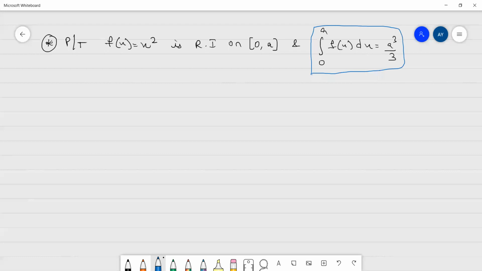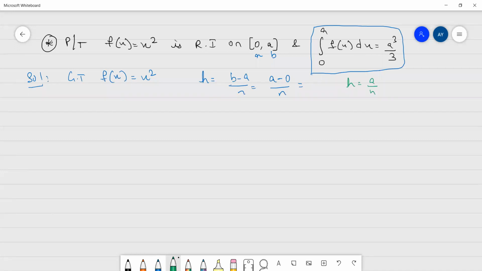It will be a bit lengthy but very easy, only if you know the formula. So what do we have to take from the given information? Solution: they have given that f of x equals x square. And what is h? H equals b minus a by n. Here a is 0 and b is a, so h equals a by n. Remember this one: h equals a by n.